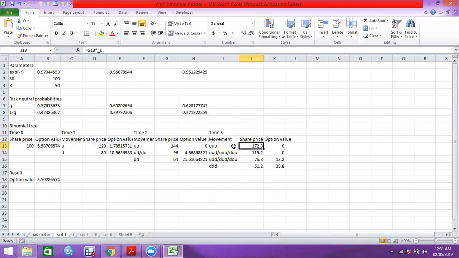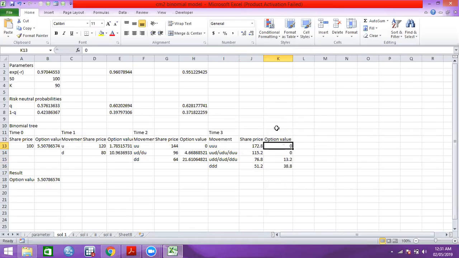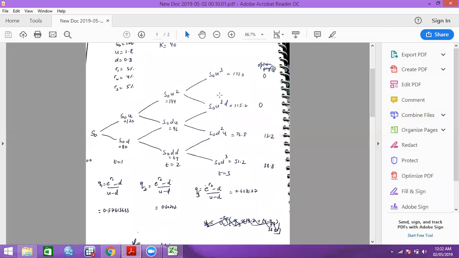So the share price under scenario number 1 will be 172.8. Again, the next will be 115.2, then 76.8 and 51. So correspondingly, the option values will be 0, 0, 13.2 and 38.8, which has already been explained earlier. So now we are going to calculate the expected discounted value of this payoff at time t is equal to 2. If you clearly see, the expected present value of these two possibilities will be 0 because the option payoff is 0. So at this point, the value of the contract will be 0.